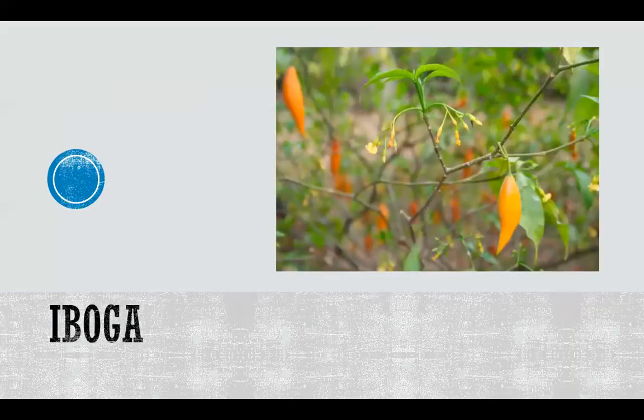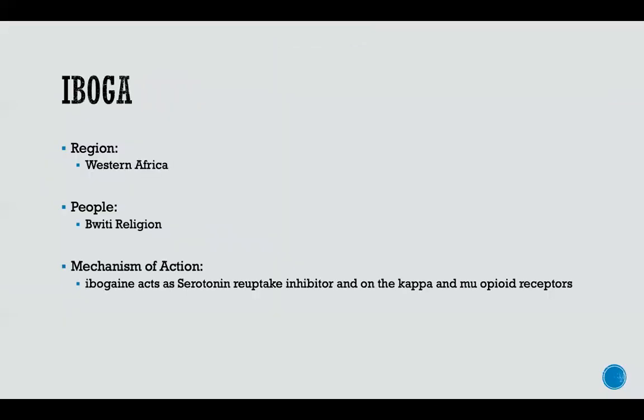Iboga, or ibogaine. Ibogaine is an indole alkaloid that is extracted from several naturally occurring plants of the Tabernaceae family. Its name is derived from the Tabernaceae iboga plant native to Western Central Africa, specifically the areas of Gabon, the Democratic Republic of Congo, and the Republic of Congo.